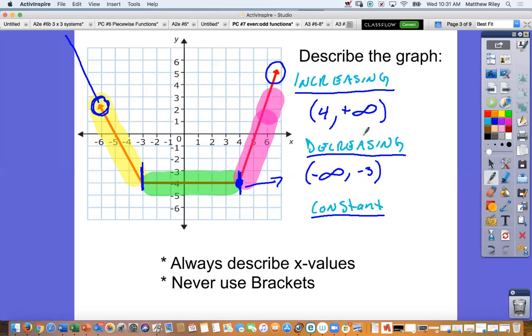And then it's a constant, so it stays the same between what 2 values? -3 and 4. That's it. And that's how you do this. Any questions? Can there be like more than one constant? Absolutely there can. In fact, I'm glad you said that, so let's get to this.